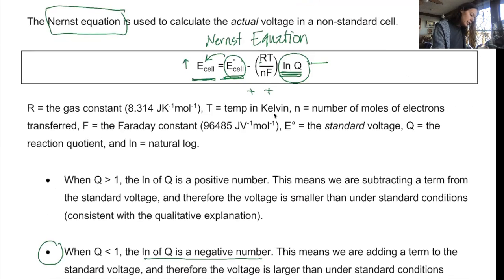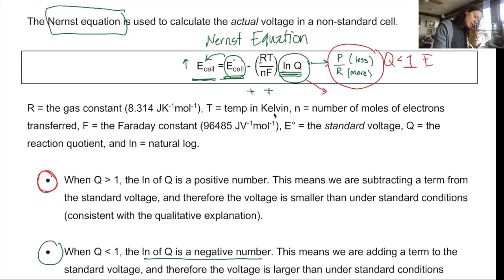If Q was less than 1, that means we have more reactants and less products. Think about it. The more reactants we have, the more we have to react, the further we are away from equilibrium. Q goes down, we get further over, E cell goes up, okay? In opposition to that, when Q is greater than 1, this is Q less than 1, E cell increases. We are further from EQ, right?